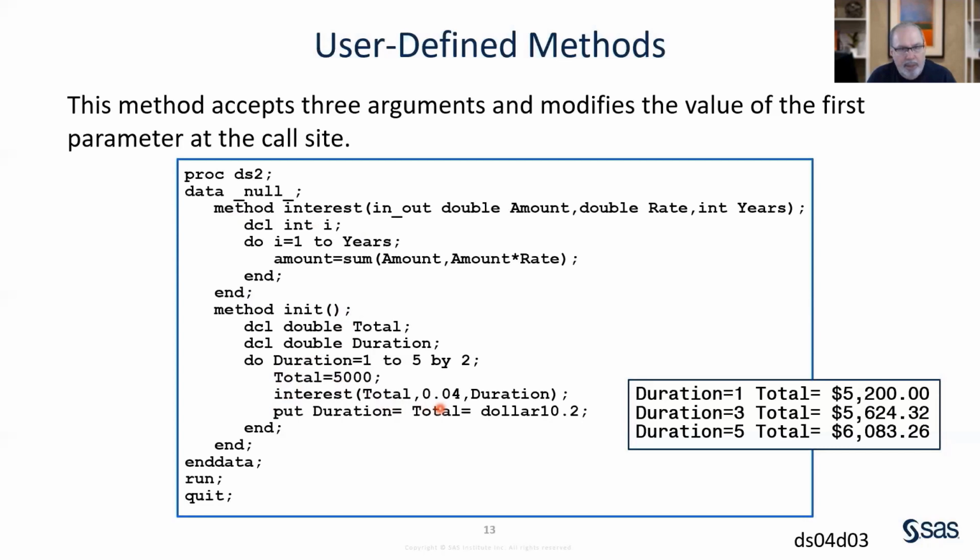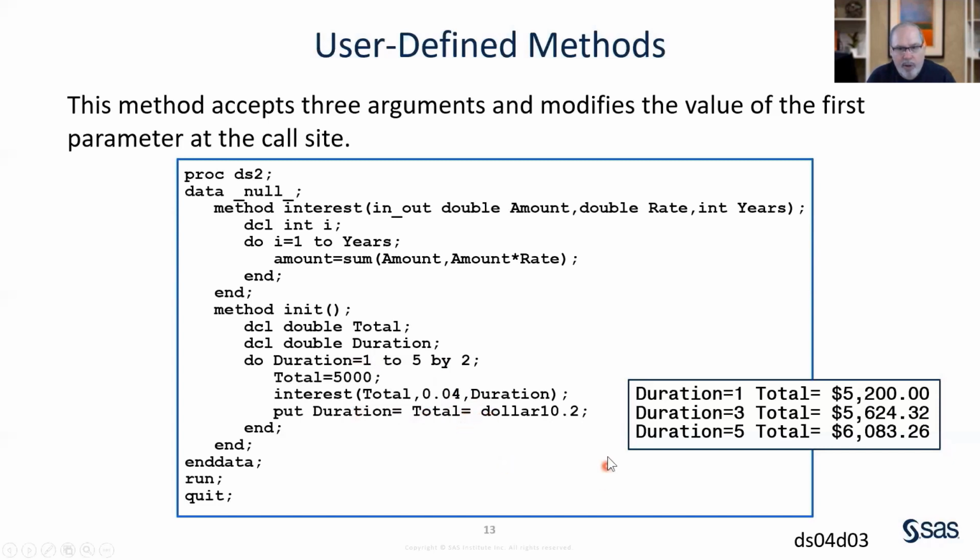The rate is a standard parameter. We're going to hard-code that at 4%. And the duration we're going to get from our do loop. So this is going to go for 1, 3, and 5 years. And each time we do this, we'll write out the duration, the total for that duration as a dollar amount.